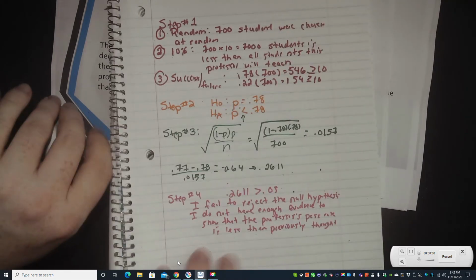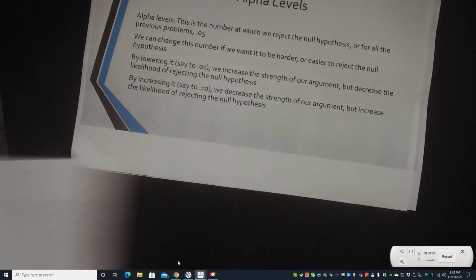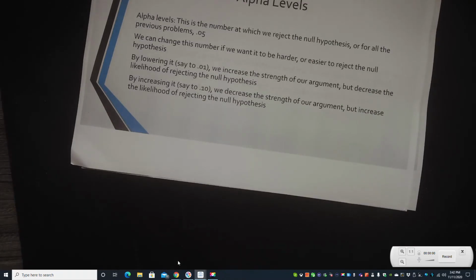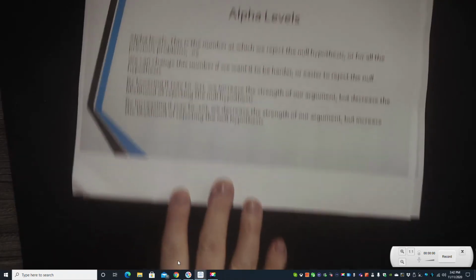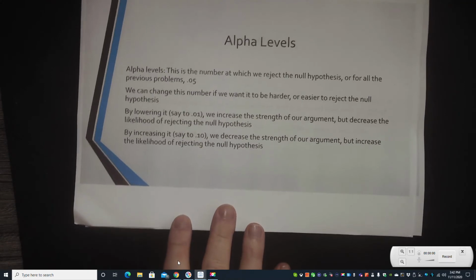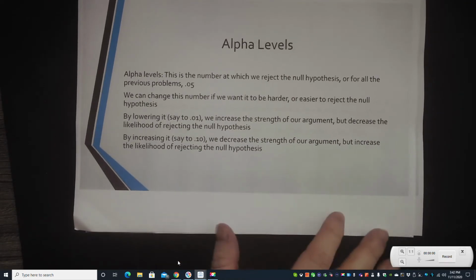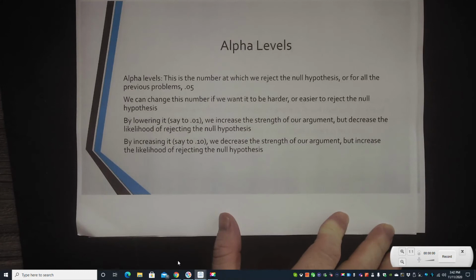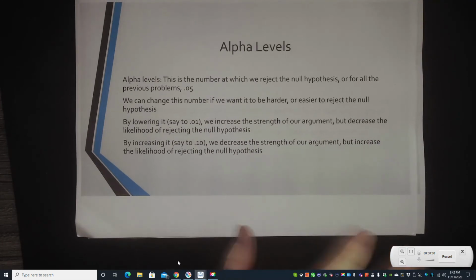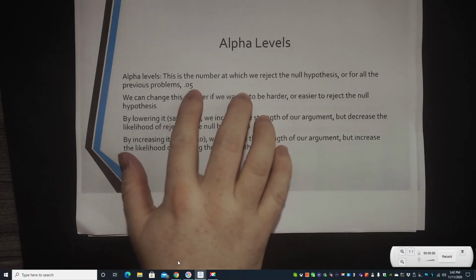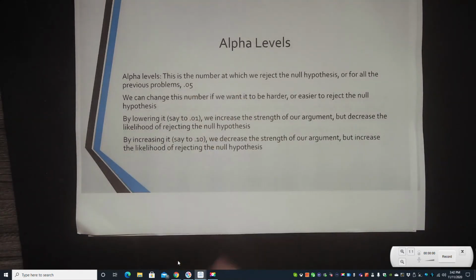Got all that. So let's talk real briefly about alpha levels. Alpha level is the number at which we reject the null hypothesis. For all the previous things that we've done so far, it's that 0.05 that we talked about. However, if it's called for, we can change that number to make it easier or harder to reject a null hypothesis.